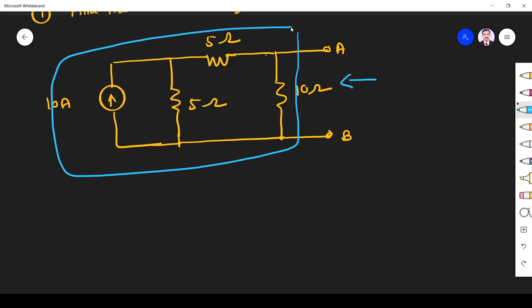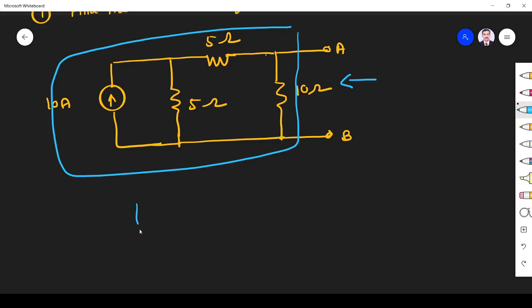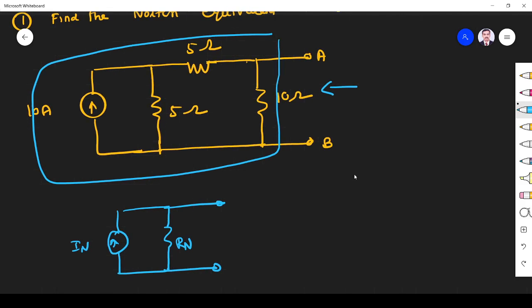What is the area they ask? With one current source with value I_N, which is in parallel with one resistance, that is R_N or Norton. So this is the equivalent Norton circuit. So first what we have to find, R Norton. R Norton is nothing but R Thevenin.